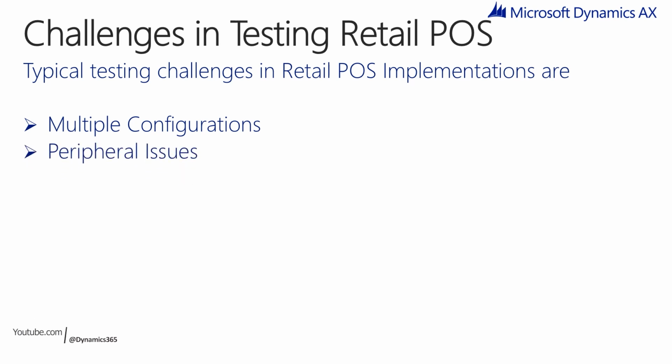Peripheral issues. Every retail POS application works with multiple peripherals and hardware, including cash drawer, line display, barcode scanner, and other peripherals. It is important to verify if the issues are coming out of the retail POS or because of the peripherals or because of the integration between the peripherals and the retail POS.